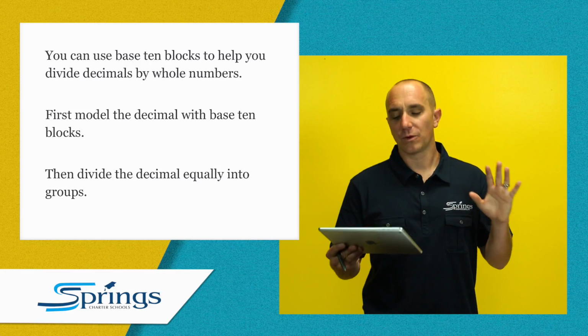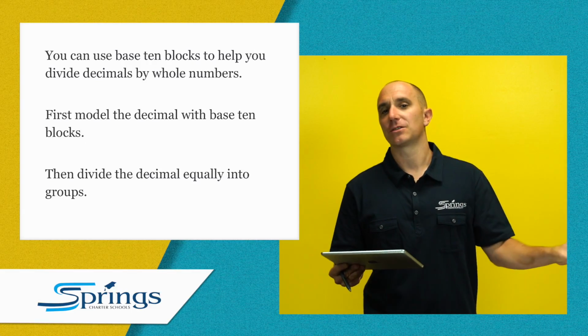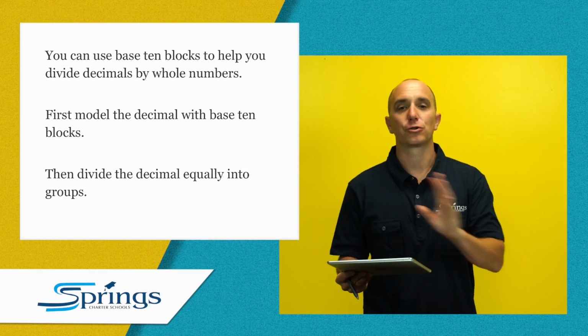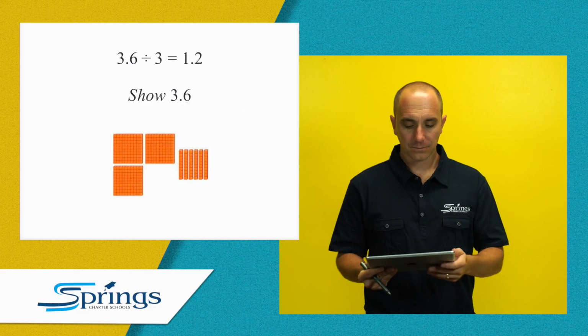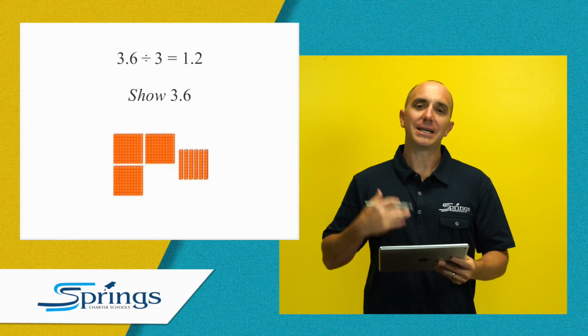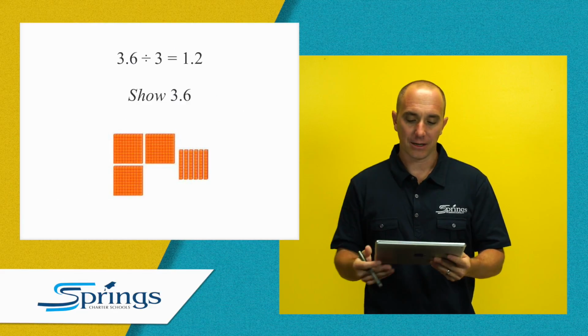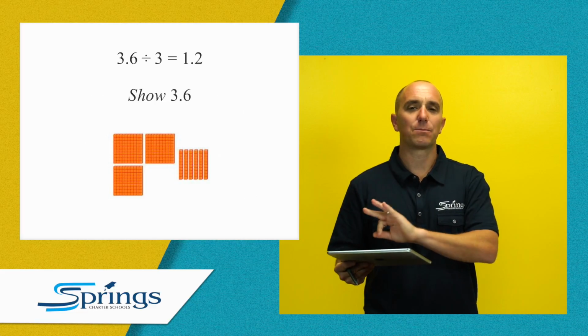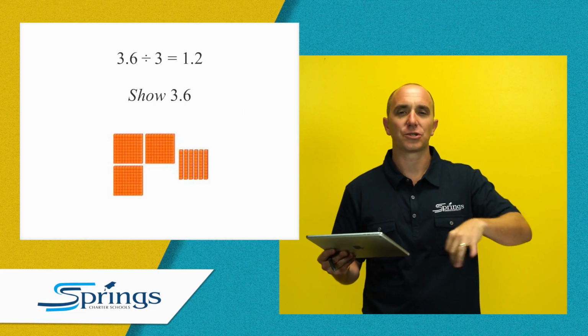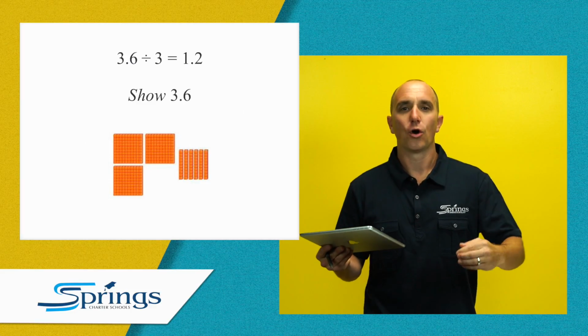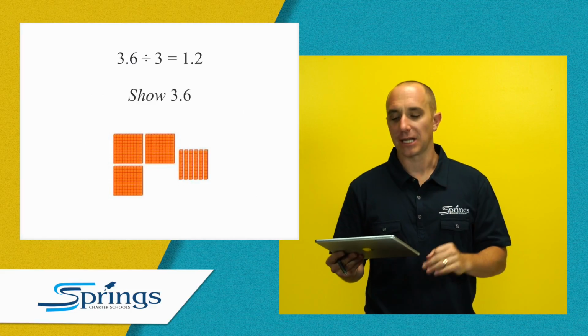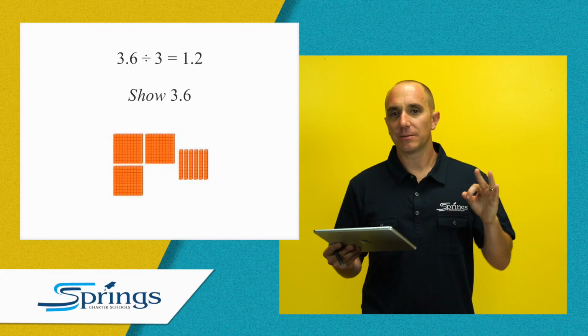First, model the decimal with base 10 blocks. So that's going to be our first step, to devise a model that visually represents it. Then divide the decimal equally into groups. Okay, so we have 3 and 6/10 divided by 3. I'm already going to give you the answer because the point is not to figure it out this way, but to really dive in and see it conceptually so that you really understand what dividing decimals looks like. So the end result is going to be 1 and 2/10.